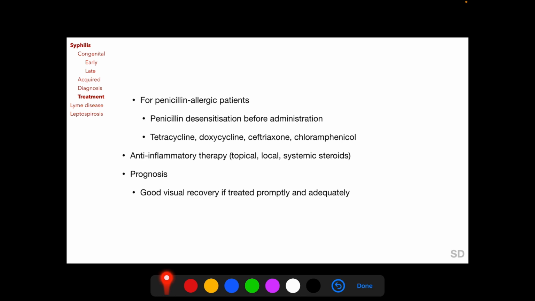If the patient is allergic to penicillin, penicillin desensitization can be done before administration of the drug. And alternate drugs include tetracycline, doxycycline, ceftriaxone and chloramphenicol, but they are much less efficacious. And the other aspect of therapy should also be taken care of, that is the anti-inflammatory therapy with topical, local and systemic steroids, and this should be under cover of appropriate antimicrobial therapy. And the prognosis is usually good if treated promptly.